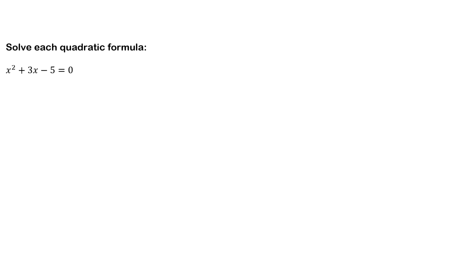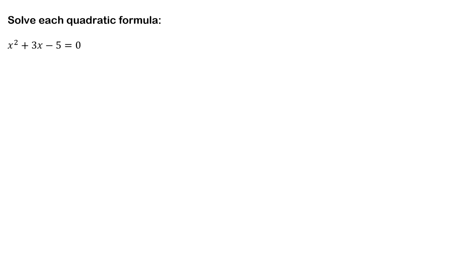So we're going to look at the first problem here. We have x squared plus 3x minus 5. So what I want to do first is write underneath it a, b, c. Now I can write what a is. I know a is going to be 1 because there's nothing at the front of the x squared. There's only one of them. So a equals 1, b equals 3, and c equals negative 5.